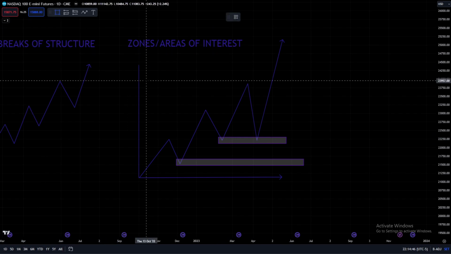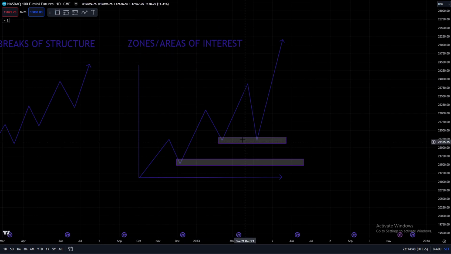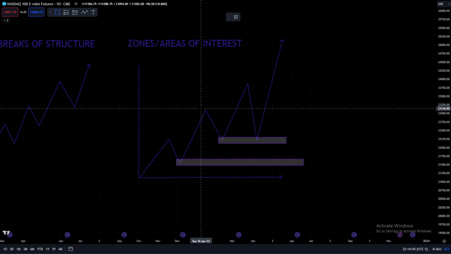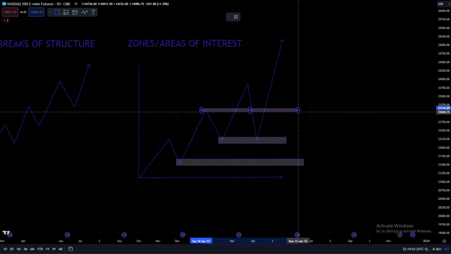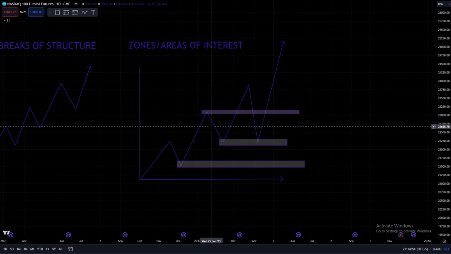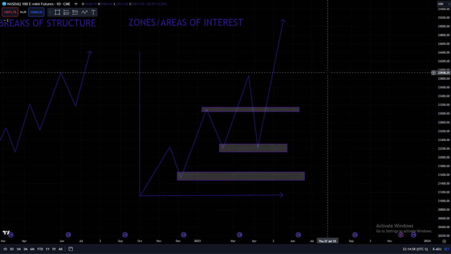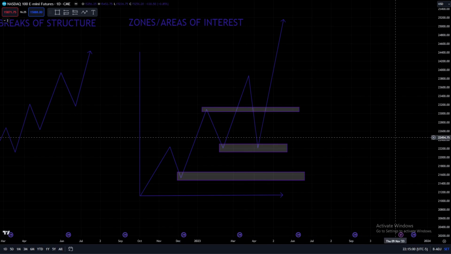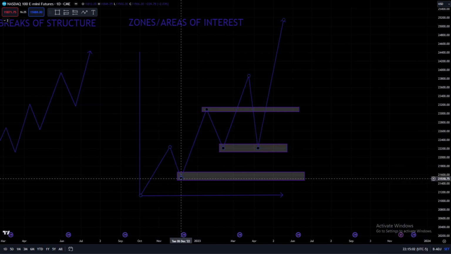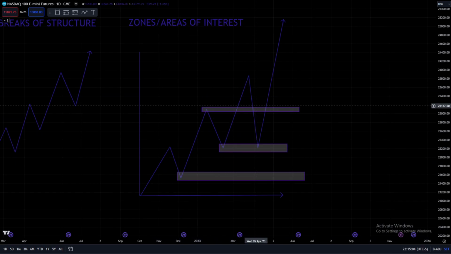Let me show you contrast. There are zones here as well at the top, right? Because here you can see that there was an impulse to the downside, right? And we want to take note of that. It's not just going up and up and up, right? There are points in the market where price is retracing, and we could possibly take advantage of that, right?